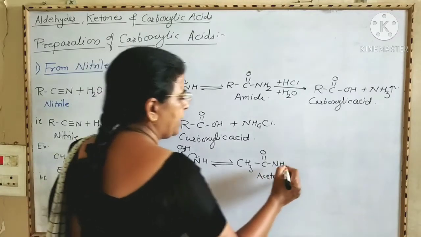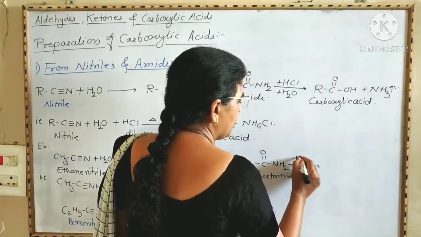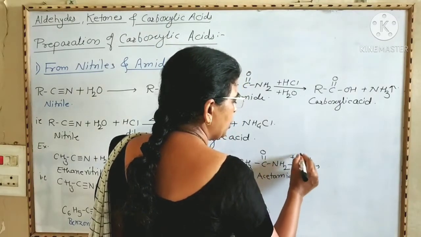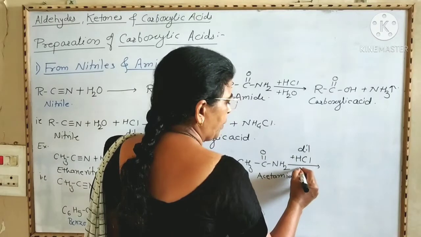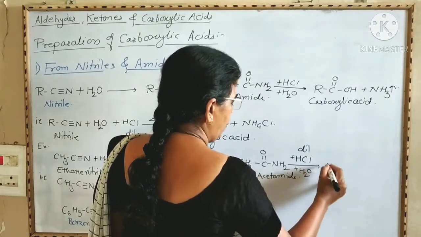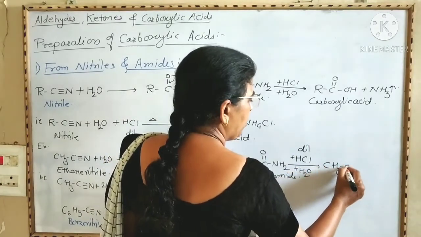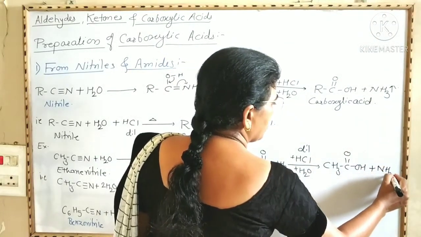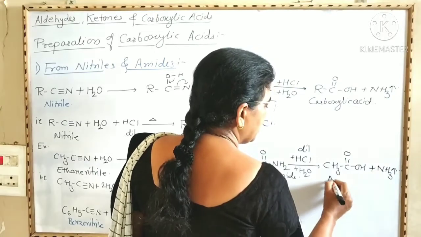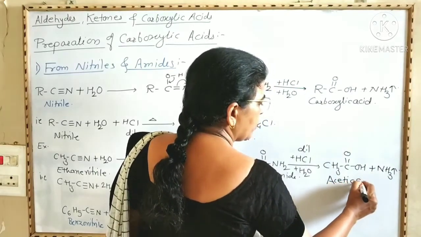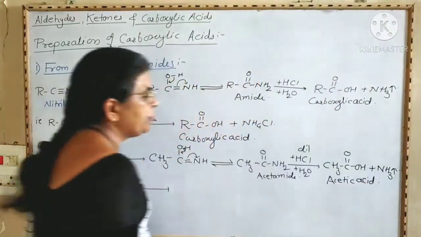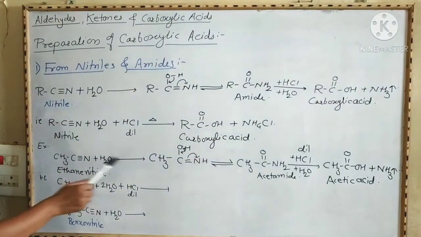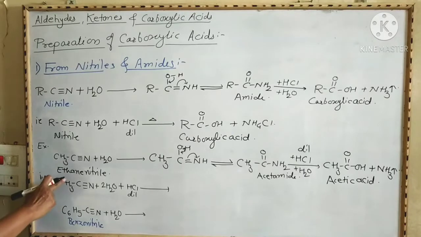And this acetamide then undergoes acid hydrolysis. That is, in presence of dilute acid, it undergoes hydrolysis to form CH3 C double bond O OH plus NH3. This is acetic acid. In this way, we can prepare acetic acid by using ethane nitrile or acetonitrile.